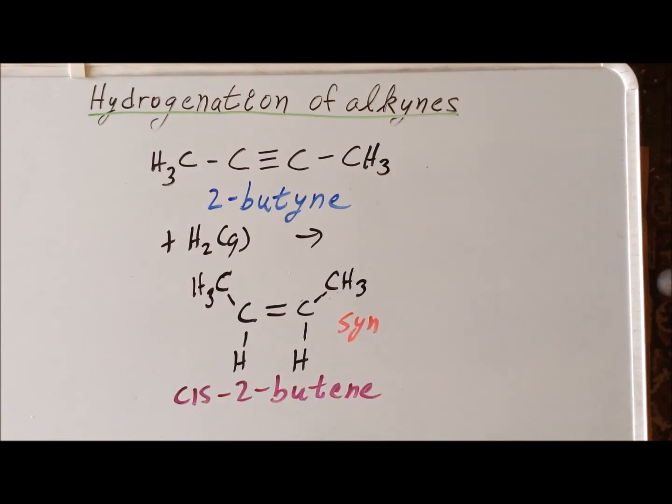So if we want to achieve this particular transformation, we want to be sure to use the Lindlar catalyst, because the Lindlar catalyst will give us this syn addition, and as a result we'll get the special isomer cis-2-butene. But suppose we don't use the Lindlar catalyst. Suppose we decide to use lithium or sodium in liquid ammonia. What do we get then?